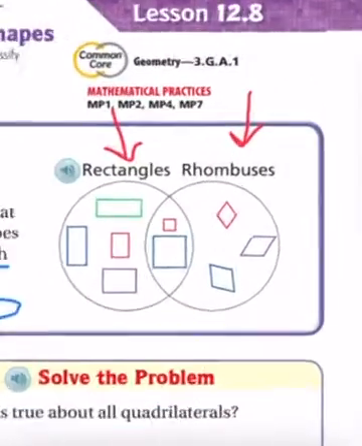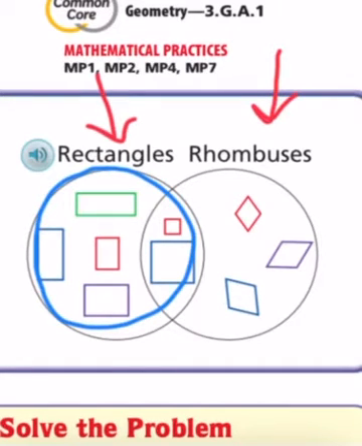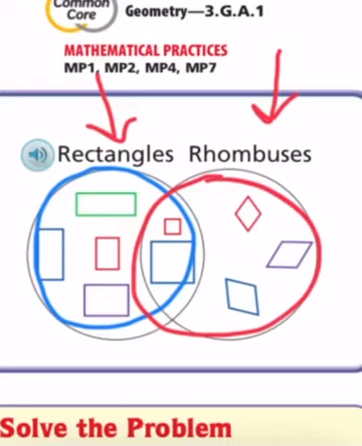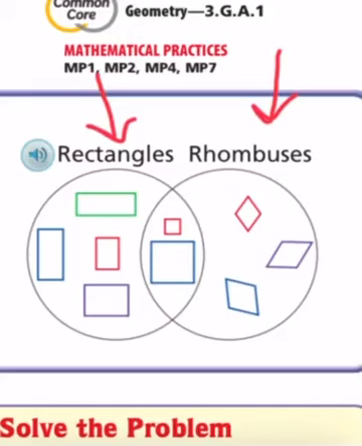So we can take a look at this. We have rectangles in this circle, and then in the other circle we have just rhombuses. So we have to know the definition of both of those things. So rectangles are quadrilaterals that have four right angles. That's a rectangle. Okay? A rhombus is a quadrilateral where all four sides are the exact same length. And that's it for a rhombus.